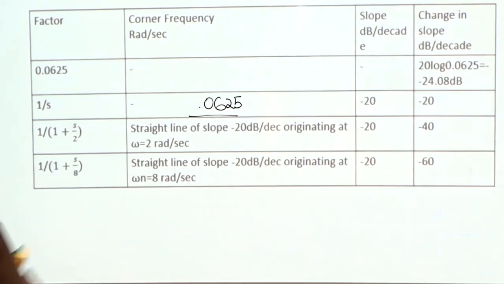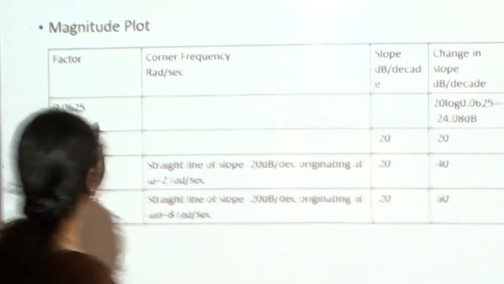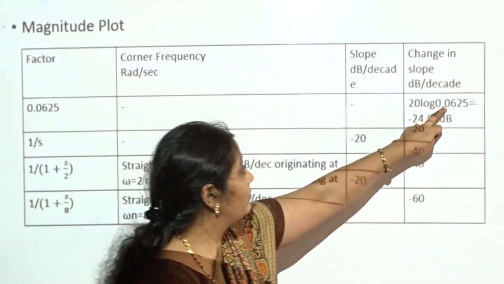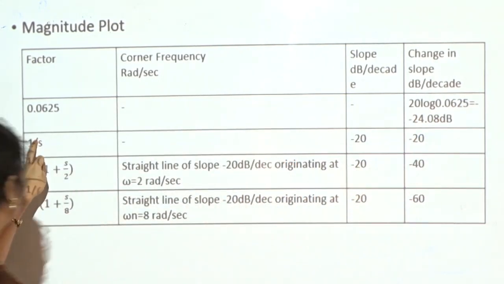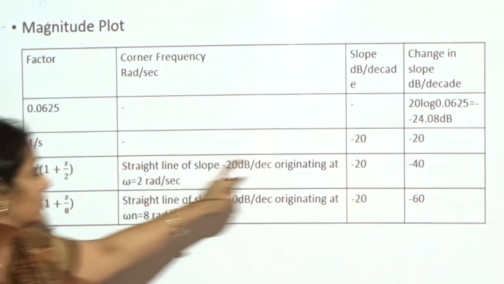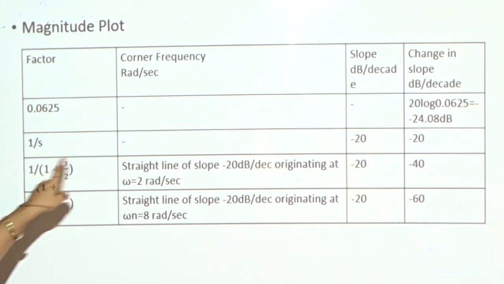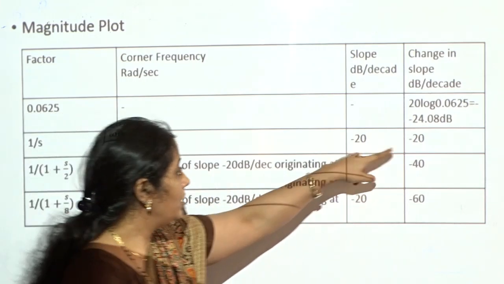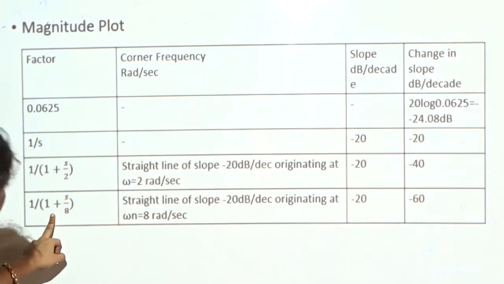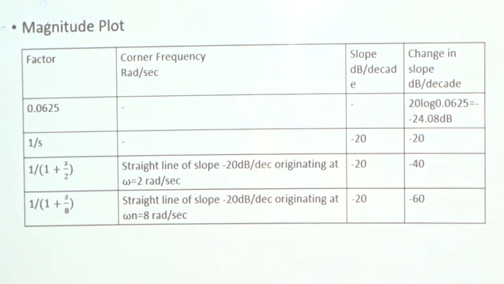Then we have to write the magnitude plot table. For a magnitude of 0.025 it is minus 24.08 dB. Then for the first pole 1 by s, the slope is minus 20, the overall slope is minus 20. Then you have the second pole, a straight line with slope of minus 20 originating at 2 radians, so the total is minus 40. Again you have a third slope of minus 20, so the total slope will be minus 60.